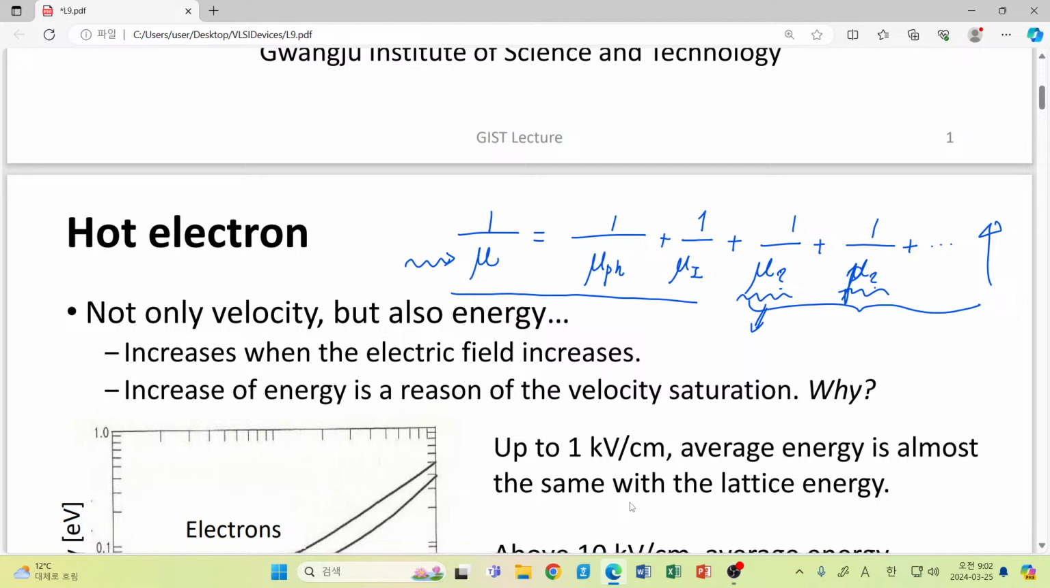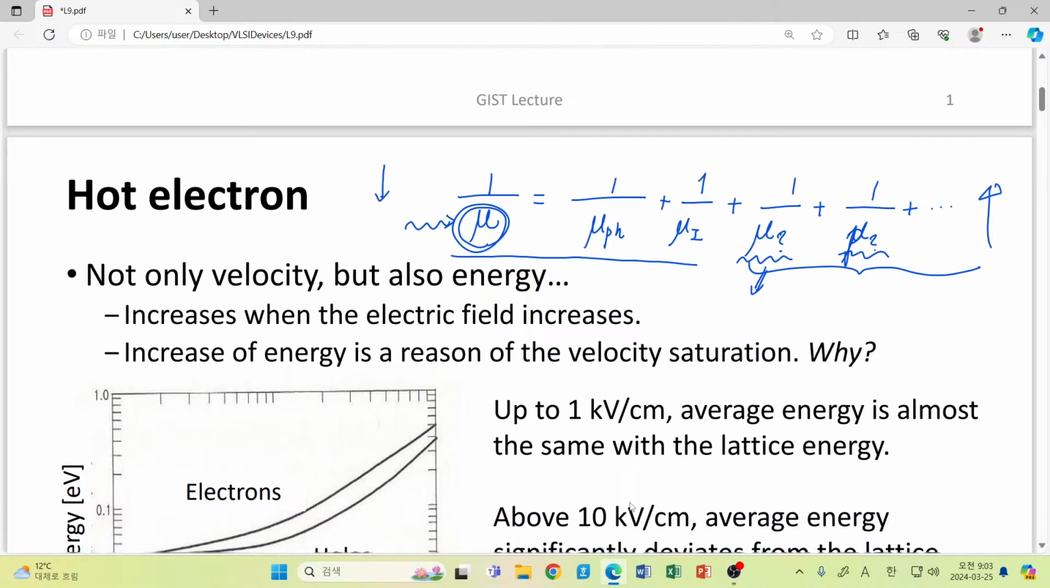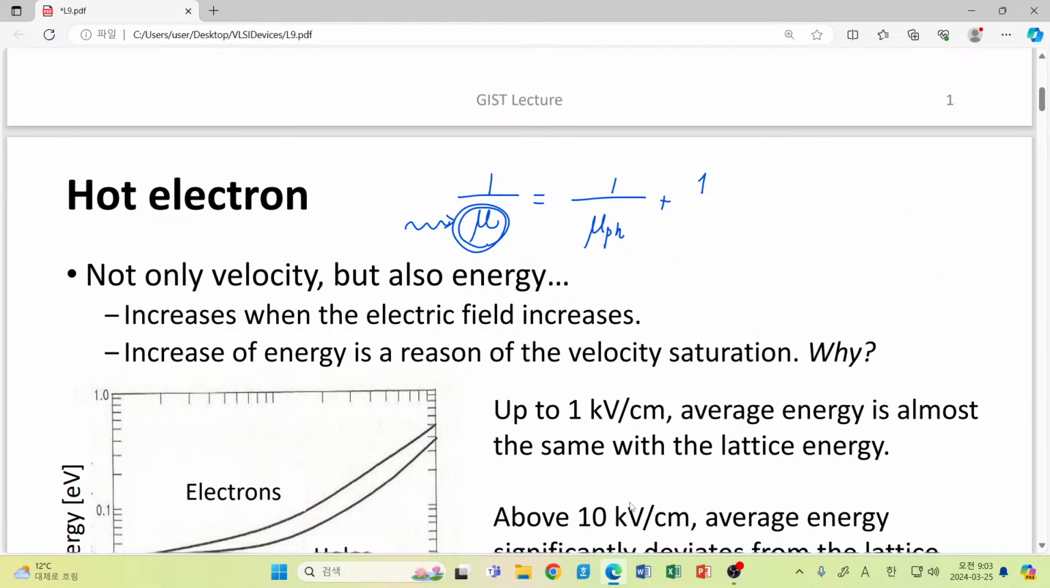So your overall mobility always decreases when you have more and more scattering mechanisms in your system. That is typically called Matthiessen's law, and as I told you before, this is not very exact. In a microscopic sense, that is not a strict rule or law. However, for practical purposes, it is always okay to use Matthiessen's law.